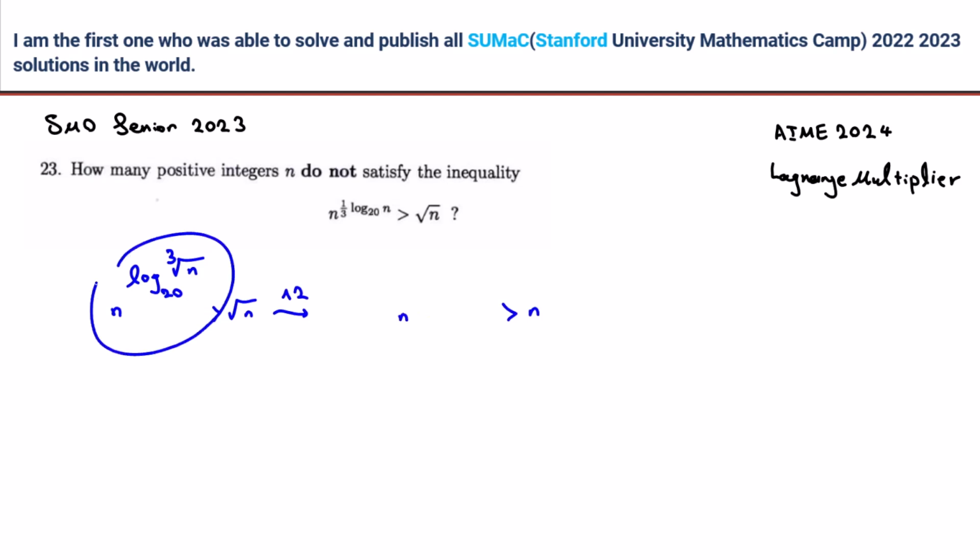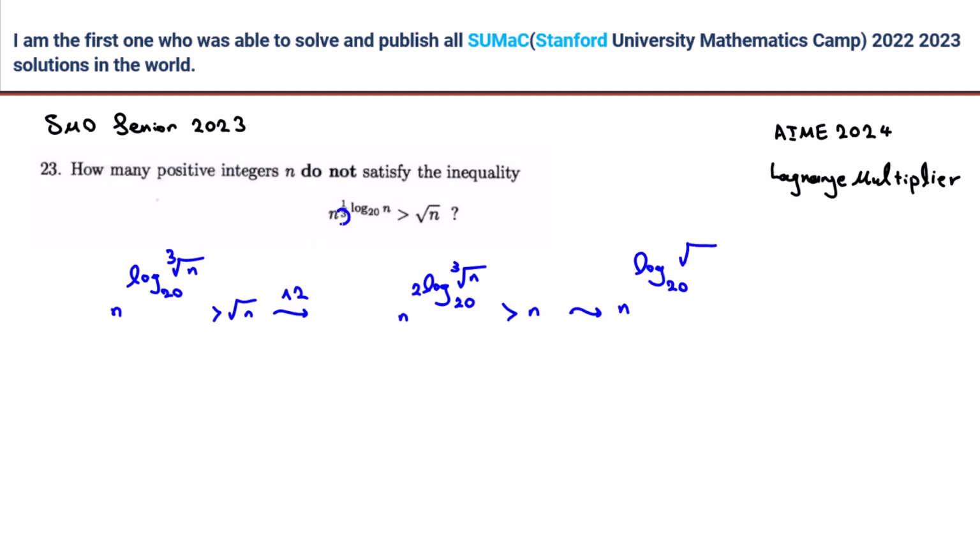So then if you raise the power of 2, the left-hand side would be what? N to the power of what? Well, it would be n to the power of 2 times log base 20 of cube root of n. Exactly. Then what? And then I put the 2 inside, so then I got n to the power of log base 20 of the 6th root of n.